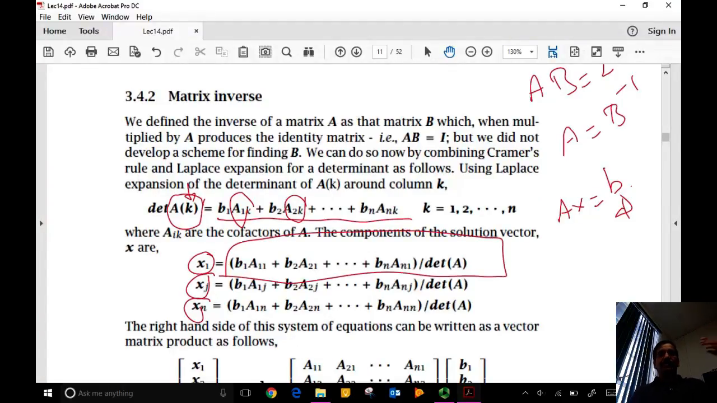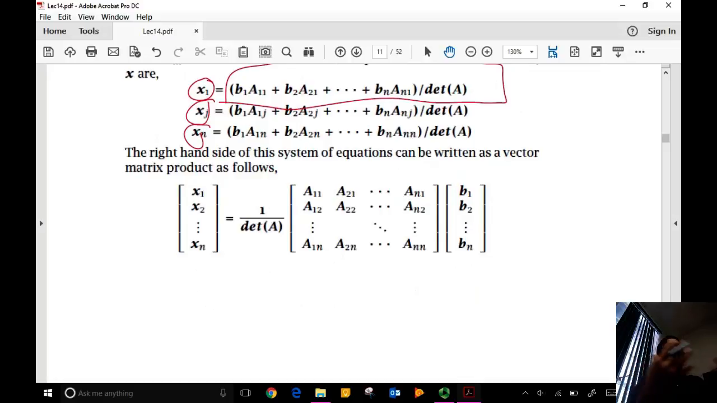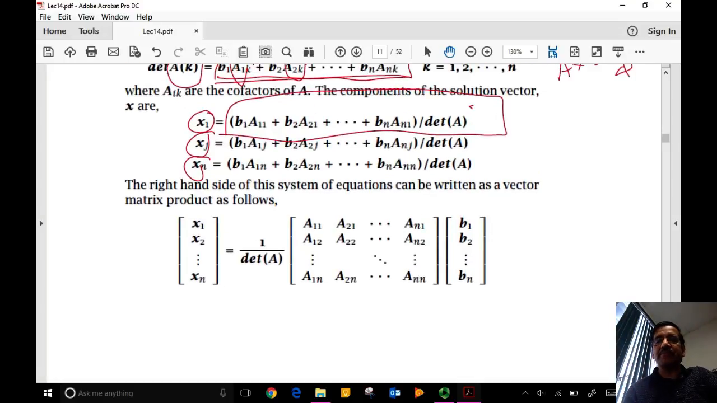Which is the determinant of Ak divided by determinant of A. And the determinant of Ak, I have given you a template for that. You can replace it for each row. But now this looks like a vector matrix product, right? So I can assemble all this back into a matrix type form, whereas the left hand side becomes a vector and the determinant is just a scalar number.